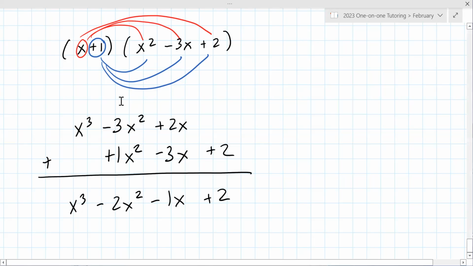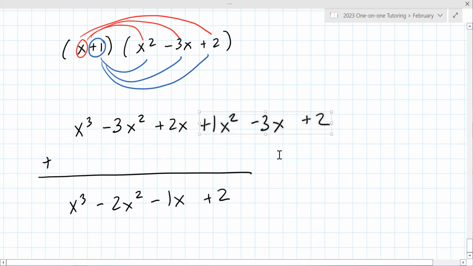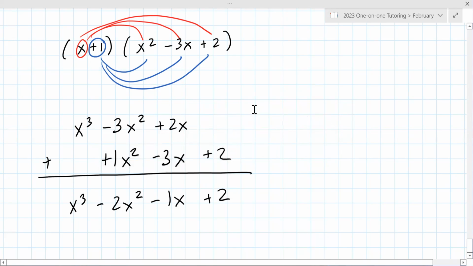So the biggest thing is just keeping track of everything. A lot of students put them all in one line. I don't like this, but if you do it, it will work. I just think it's harder to combine like terms. So that's why I line them up. But it's totally up to you how you do this.